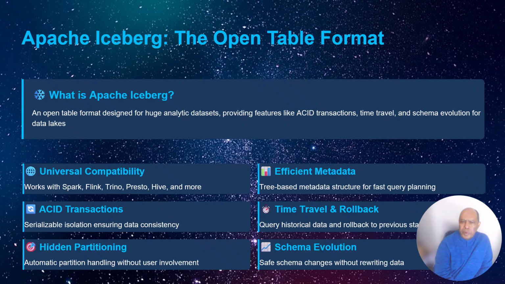Time travel and rollback. Like Snowflake, Iceberg maintains snapshots of your data. You can query historical states or roll back to a previous version if something goes wrong. Hidden partitioning. Users don't need to know about the partition scheme. Iceberg handles partition evolution automatically. And schema evolution, which is to add columns, rename fields, or change data types safely without rewriting your entire table. Iceberg tracks schema changes and handles them gracefully.